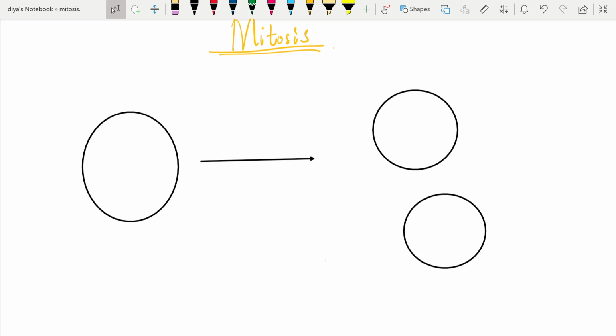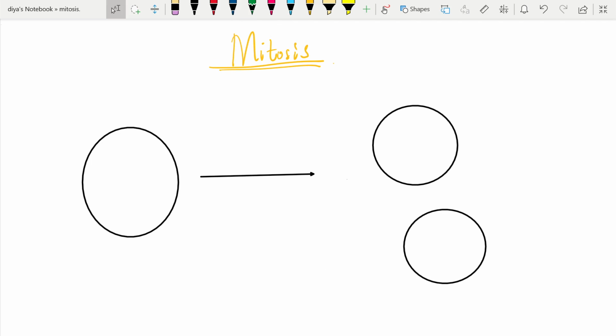Hello friends. Today we are going to discuss a very important topic called mitosis. Mitosis is a process where a parent cell divides into two identical daughter cells.